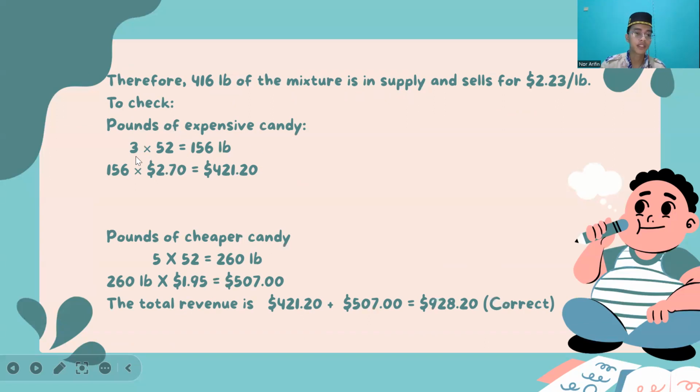To check, pounds of expensive candy is 3 times 52, which is 156, and 156 times 2.70 is $421.20. Pounds of cheaper candy is 5 times 52, which is 260, and 260 times 1.795 is $507. The total revenue is $421.20 plus $507, which equals $928.20. It is correct.